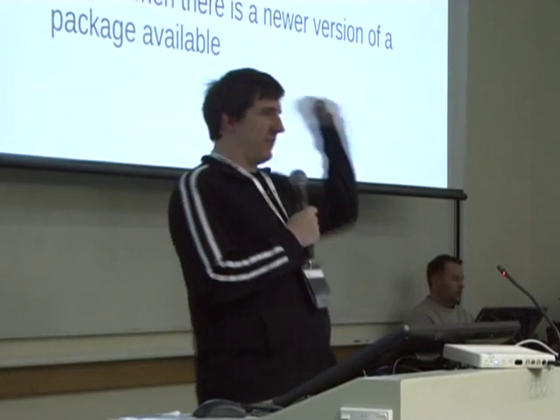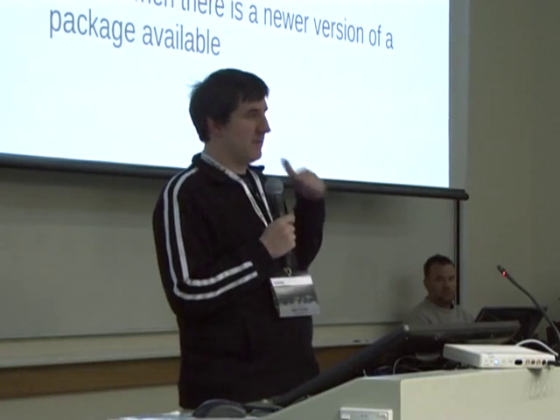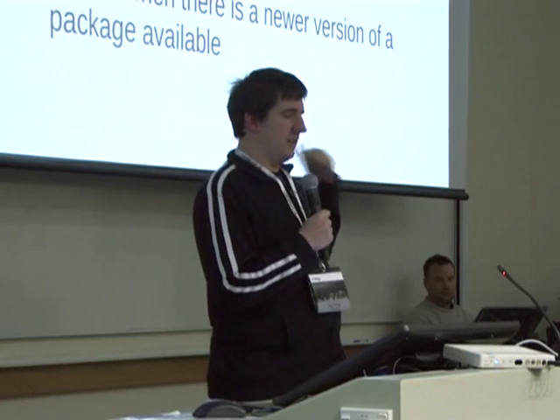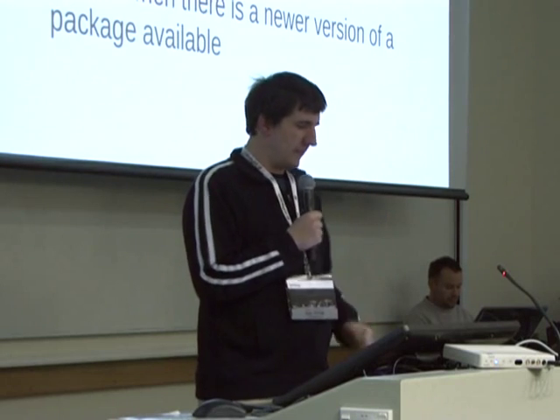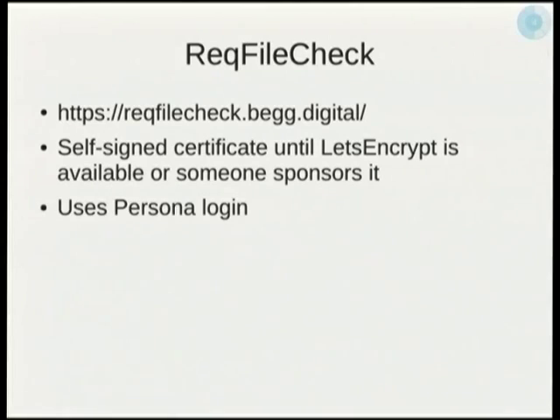So I wrote myself a Django-based website that I can upload my requirements.txt files to. And it emails me every day when there's a change. I get an email that looks like this. In fact, this is the Django 1.8.4 update that happened about 2-3 weeks ago. So it's really useful to see that I had multiple projects that I needed to update. So you can go and sign up. It's recfilecheck.beg.digital. It has a self-signed certificate, sorry.